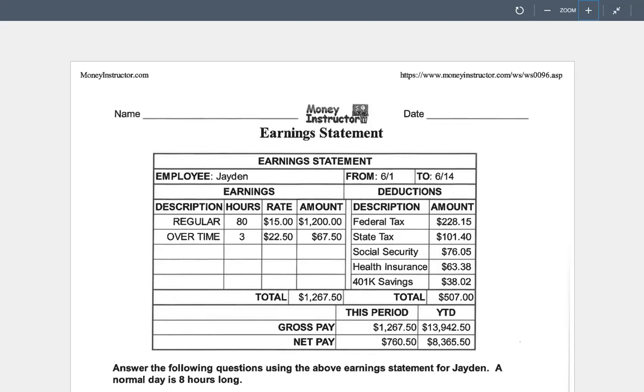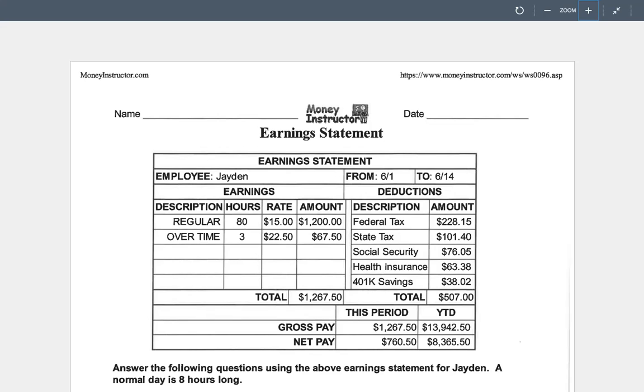So if you look directly down from the amount column, go down, down, down, and it will say total. And for this pay period, he made a total for those 83 hours, because 80 plus 3 is 83. For those 83 hours he worked this 2 weeks, he got paid $1,267.50. So that total is considered his gross pay.